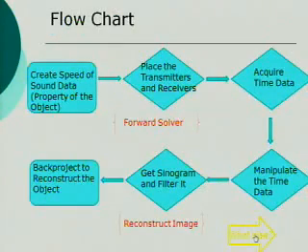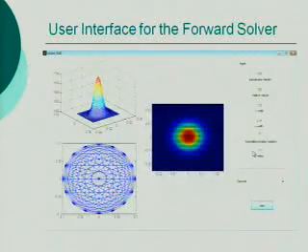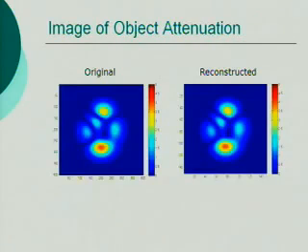So what else did I do? I also made a user interface for the user to create the object. The user can specify different parameters like background, velocity, transmitter-receiver numbers, and the shape of the object. In this case, it's a Gaussian distribution. And this is an image of object attenuation. So instead of representing the object with speed of sound, you can also represent the object with attenuation factor. And this shows my program works.